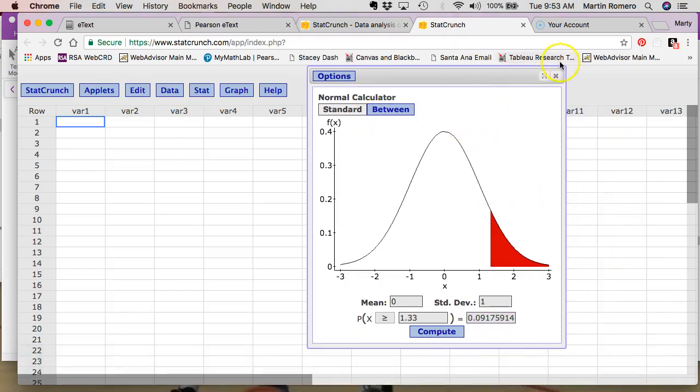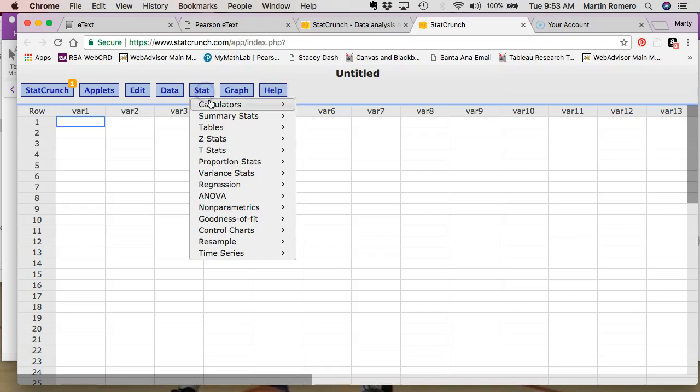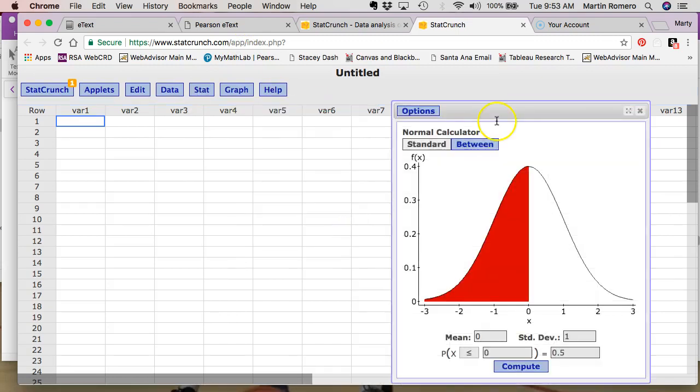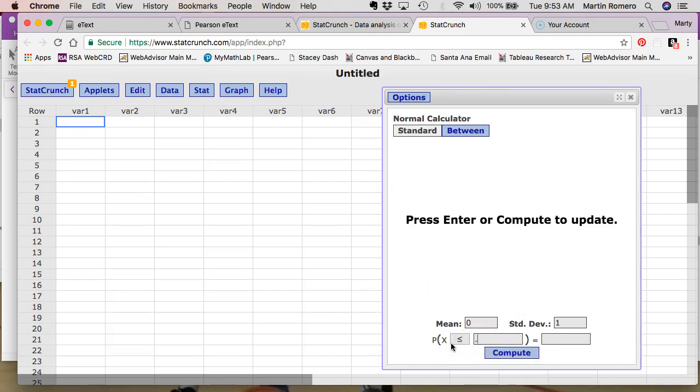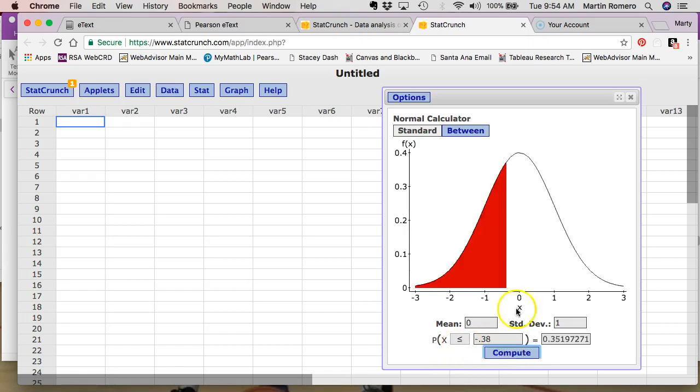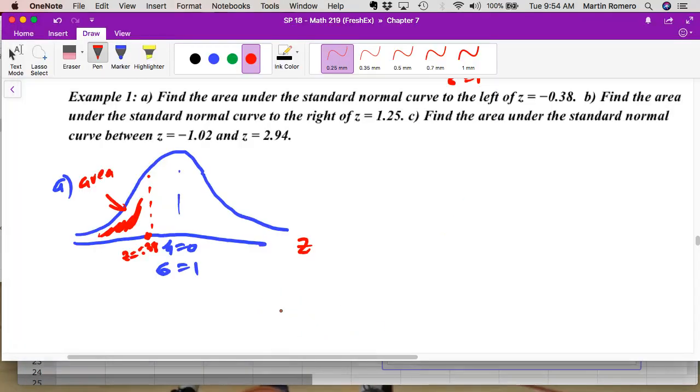StatCrunch, get your standard. Let me show you one more time. Stat, Calculators, Normal. My z-score, StatCrunch uses an X, so it doesn't change it, but it's our z-score wants to be less than negative 0.38. To the left or less than, and then compute. This is to the left, less than. I use the less than sign for left. Answer is 0.352. And then that's the answer for that. So A is equal to 0.352. That's the area. Let's go ahead and do B.